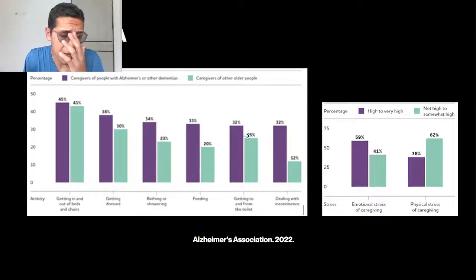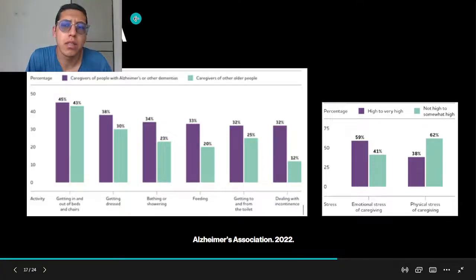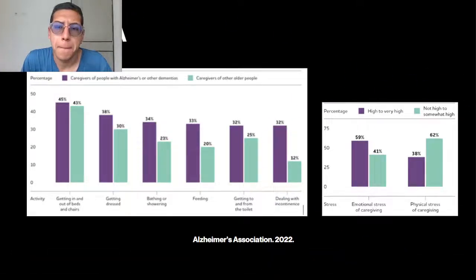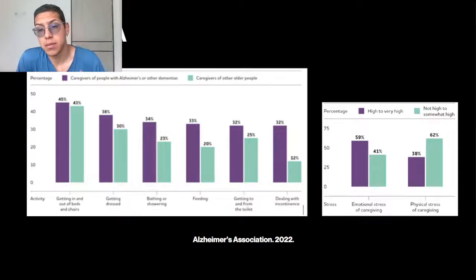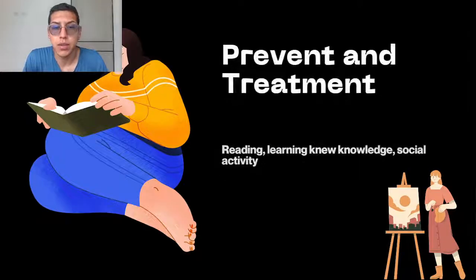It maybe is related also with the graphic on the right, because more than 50% of the people that care for people with Alzheimer's reported stress, and that is a stressful work. It could be in an emotional or in a physical way, so it could be related to that.